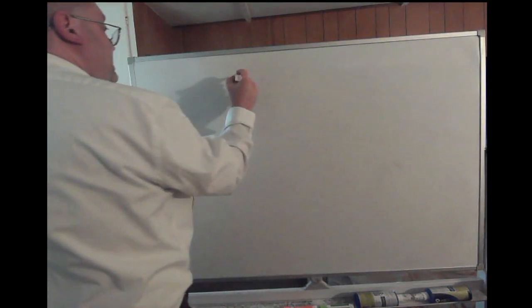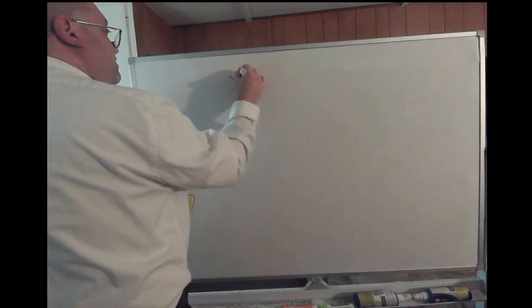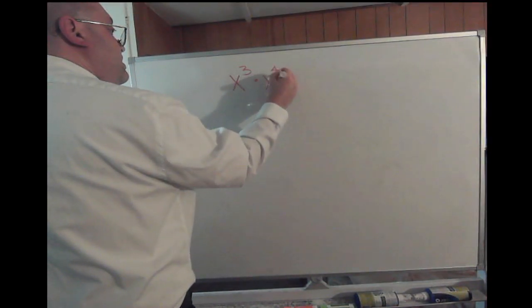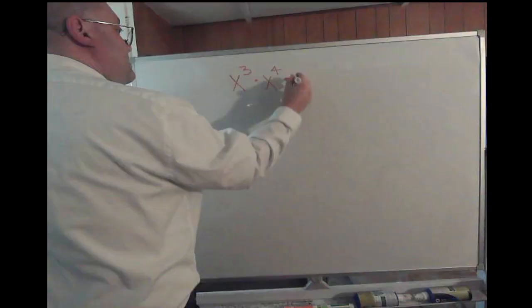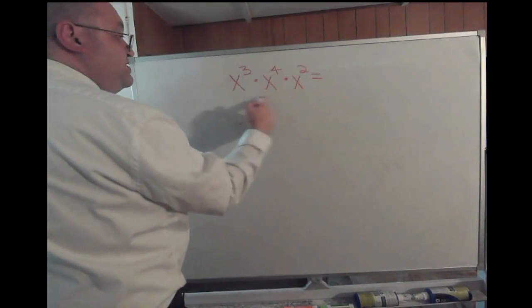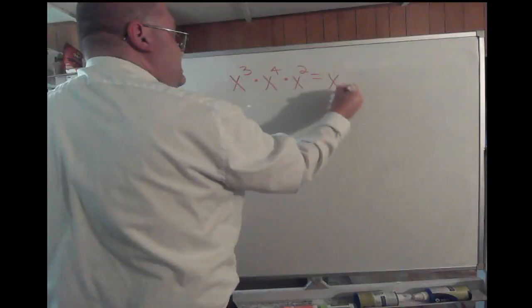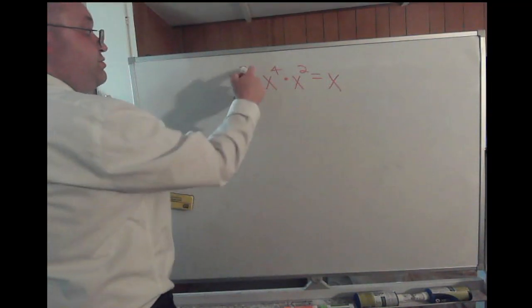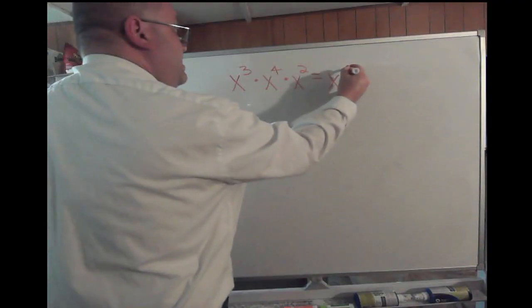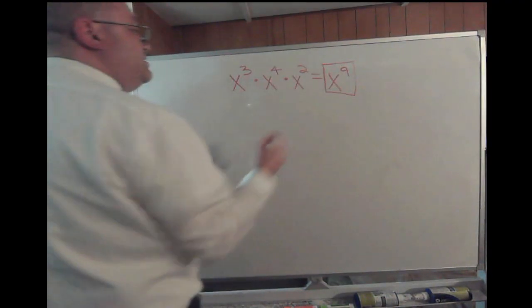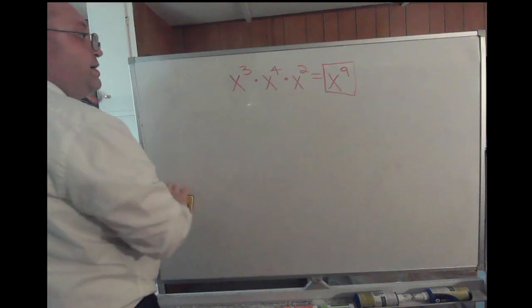Now let's say we have x to the third times x to the fourth times x to the second. Well, they have the same base, so you're going to take your base x and add the sum of 3, 4, and 2. So 3 plus 4 is 7, plus 2 is 9, so you would get x to the 9th power. That's the answer you get, x to the 9th power.